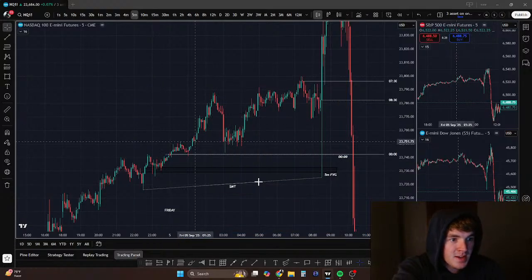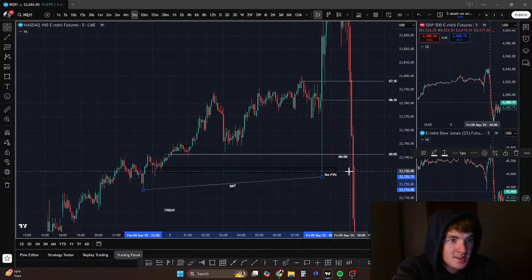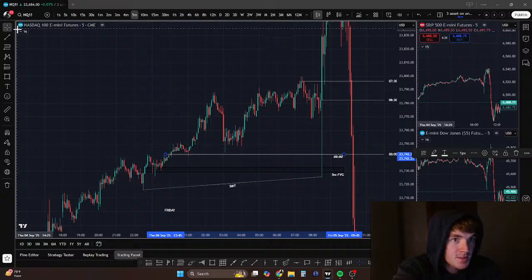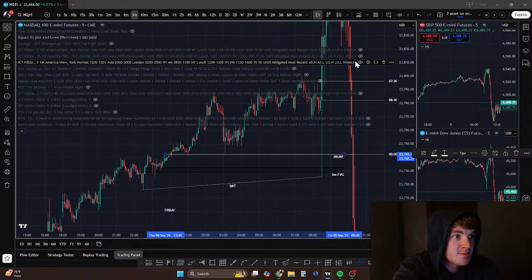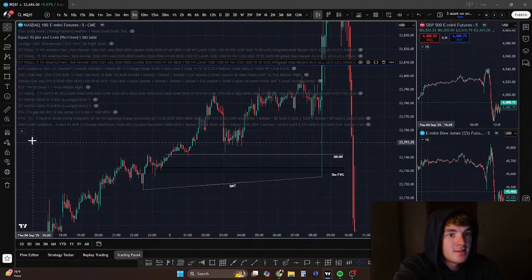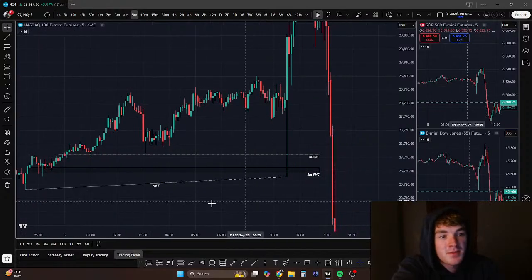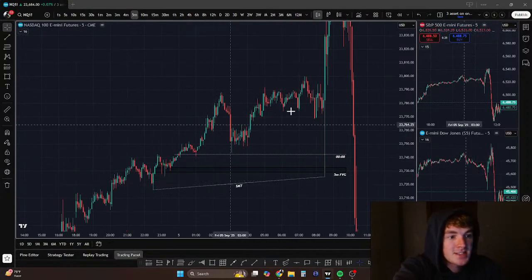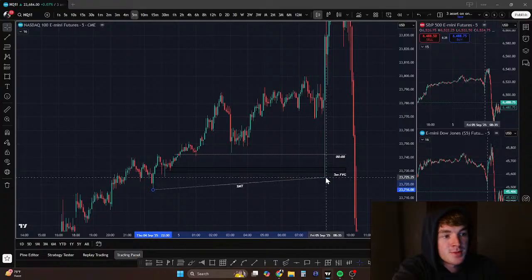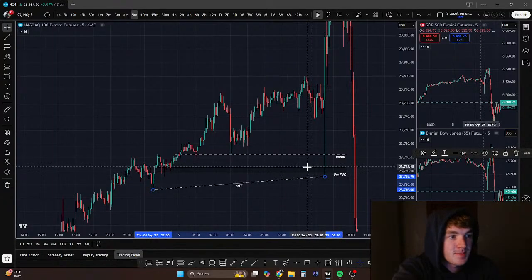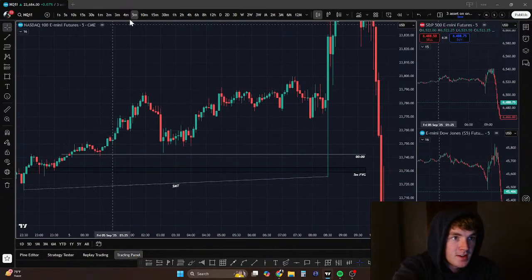So, there's midnight. We end up getting SMT below midnight into this gap. If you guys don't know, whenever we get SMT below midnight, or any time level for that matter, that's just going to be super, super high probability for the market to expand the opposite direction.